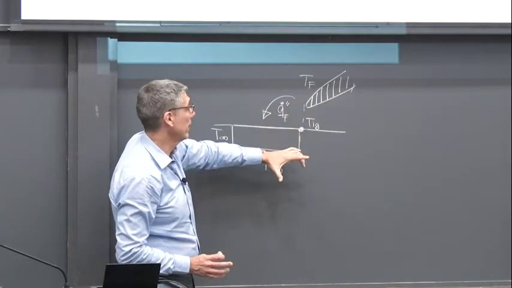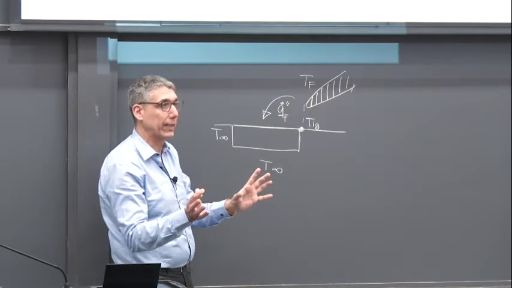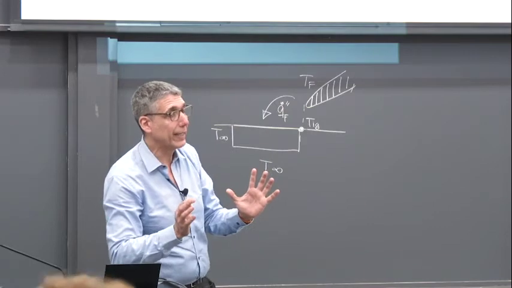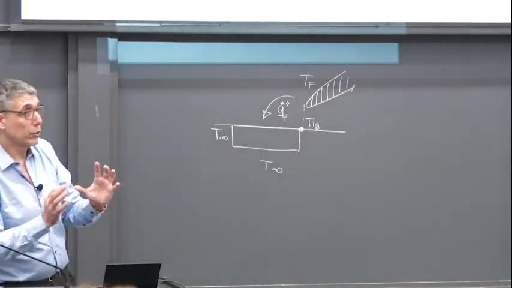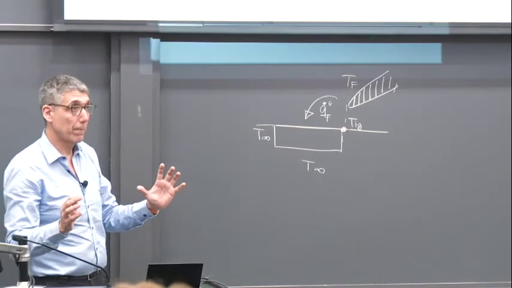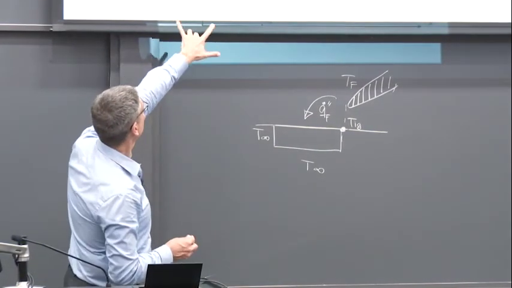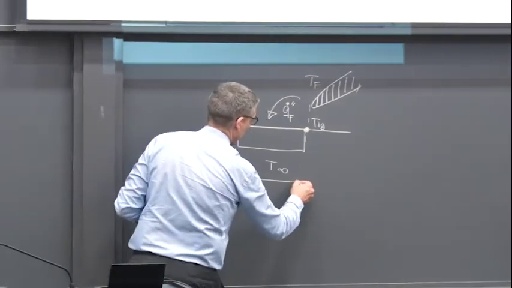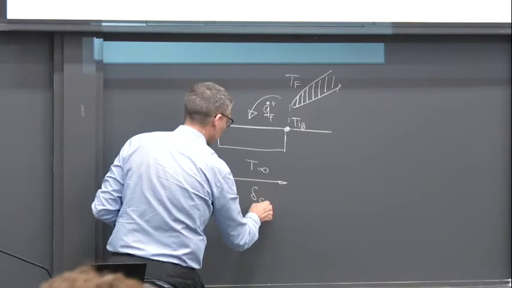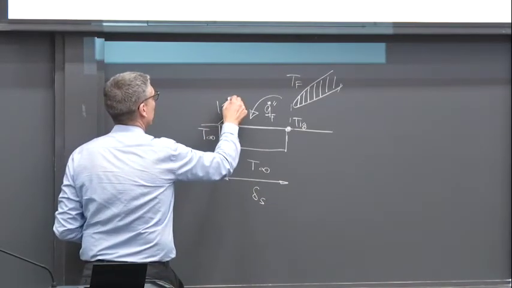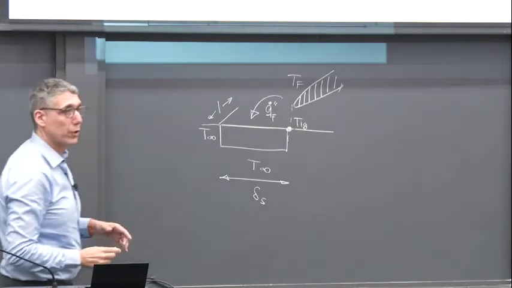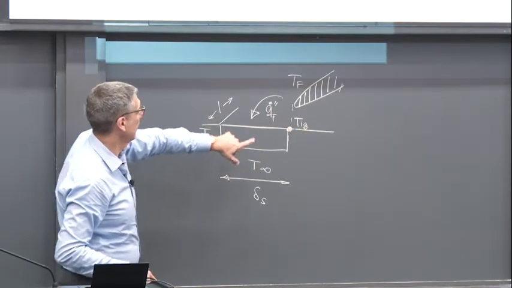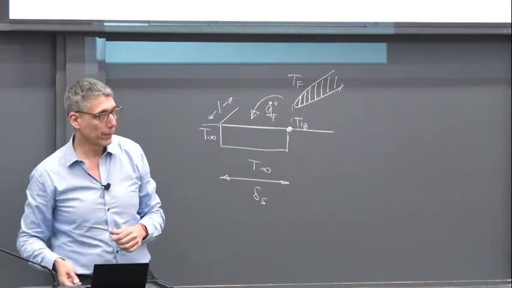Okay, obviously you can make this model as complicated as you like, but the objective here is to make it as simple as possible, purely on the basis of an energy balance, okay? So this thickness here that is being preheated, I'm going to call delta S. And it's going to be unit depth, okay? So let's just make it a two-dimensional problem. So you have unit depth, and the heat is coming in this direction, okay?